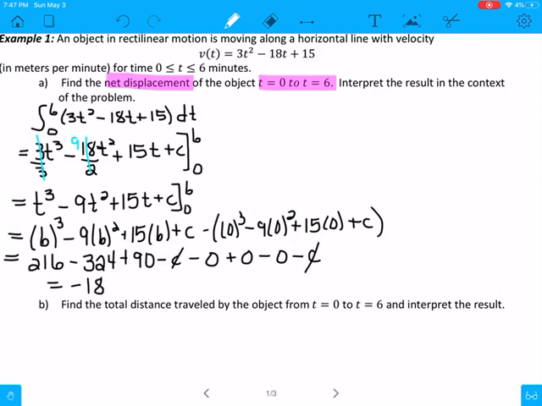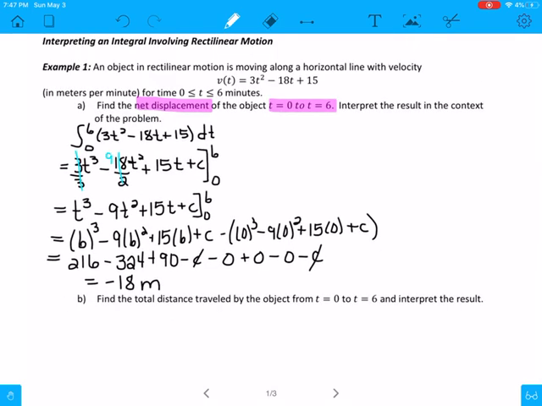And what does that mean? That means I'm negative 18 meters from where I started. Okay? All right. So the net displacement is easy.